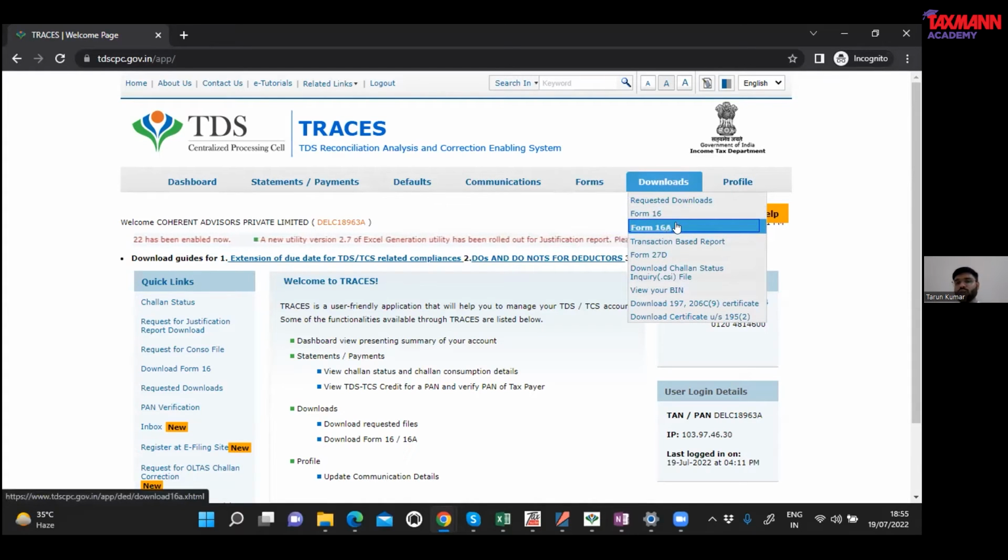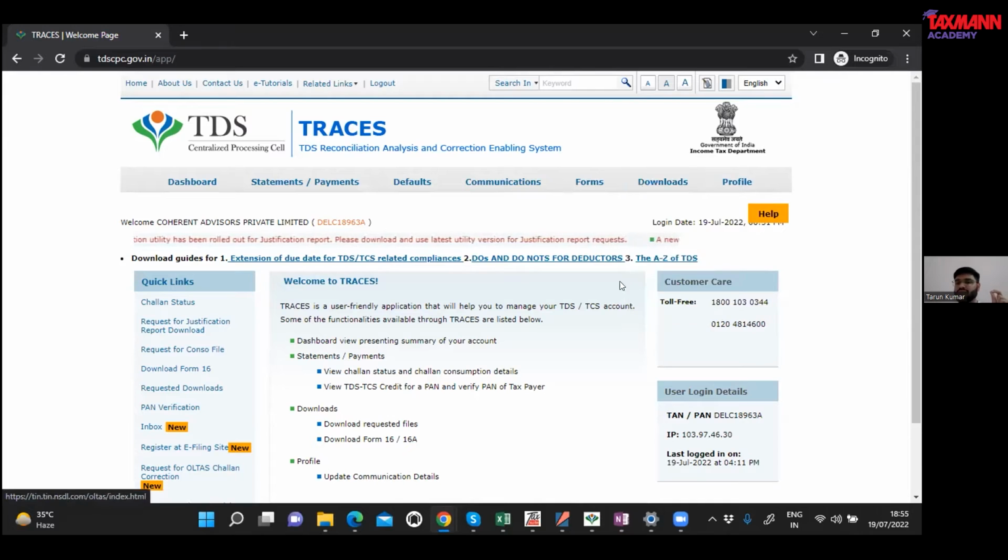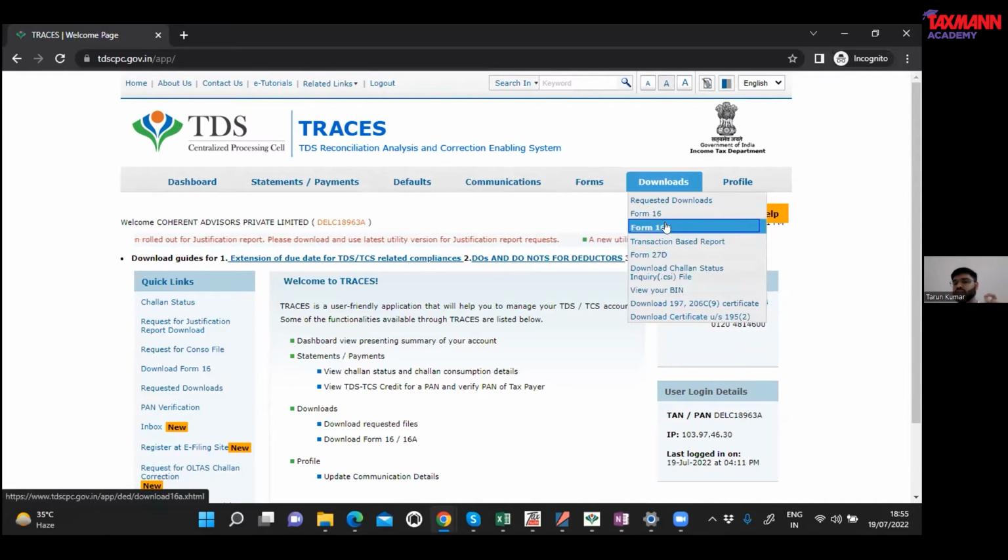Now we are going to the first step, that is submitting the request to download form 16 or the TDS certificate, as we call it. The process is similar for downloading form 16, 16A, and form 27D. I'll just show you through one form, form 16A.